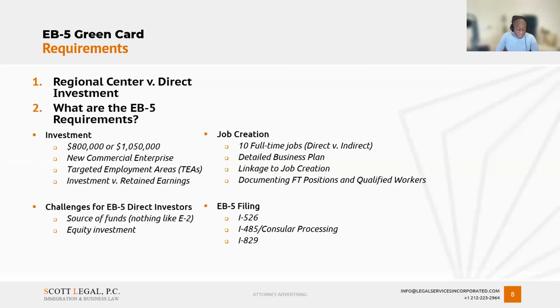You have to prove that the money came from a legitimate or lawful source, and that is an extremely time-consuming exercise. And for EB5, the filing is the I-526 petition or I-526E if it's a regional center. And then depending on whether the category is current, you're going to be filing an I-485 or consular processing. And this is a three-step process where you do have to remove the conditions at the end. So you get the green card for 2 years. And then after that, you file to have the conditions removed.